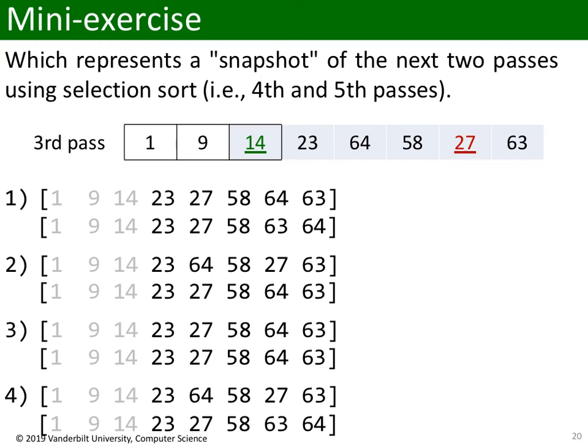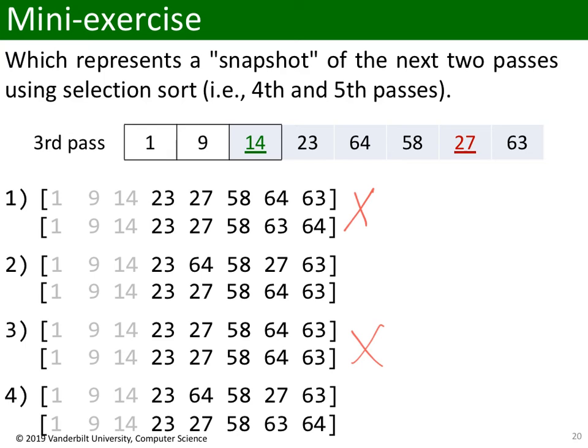So we know that these options are incorrect because of the fact that they already have 27 manipulated. In the fourth pass, nothing changes. We're setting 23. So now let's evaluate these other two options.